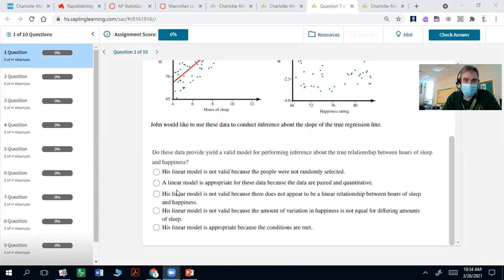But there's a couple different ones that say the linear model is appropriate, right? The linear model is appropriate for these data because the data are paired and quantitative, and his linear model is appropriate because the conditions are met.